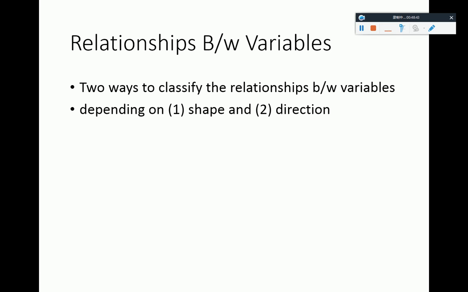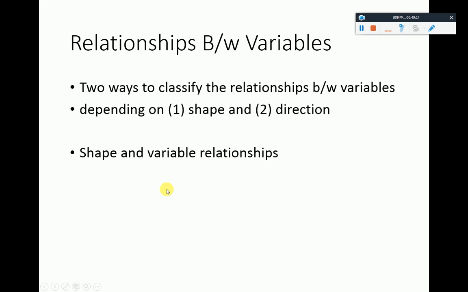So the first way to think about the relationships between two variables is to think about the shape of the relationship. That sounds a little weird at this moment, but it actually makes sense, as we'll see later on. And the second way to think about the relationships between two variables is to think about the direction of the relationship. Okay, so let's make sense of them.